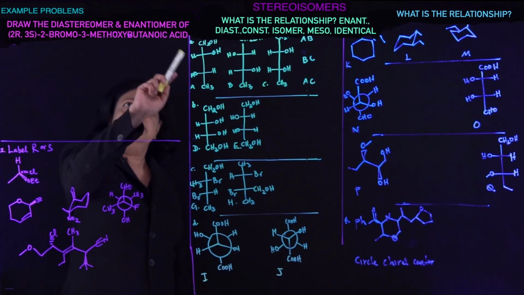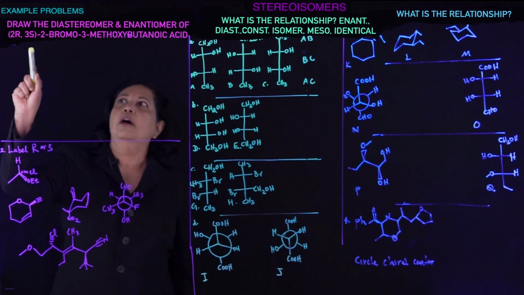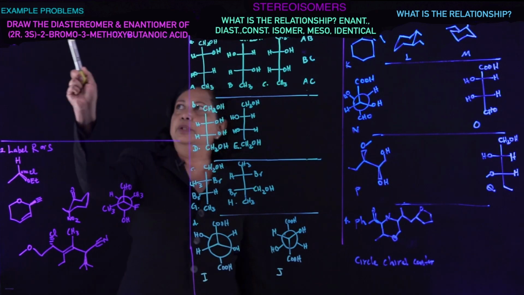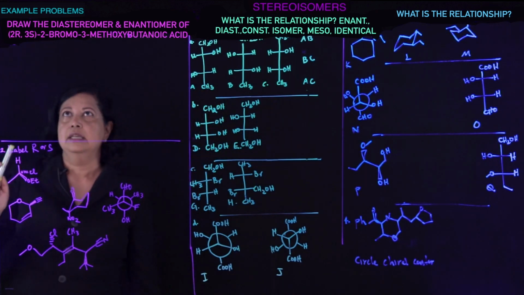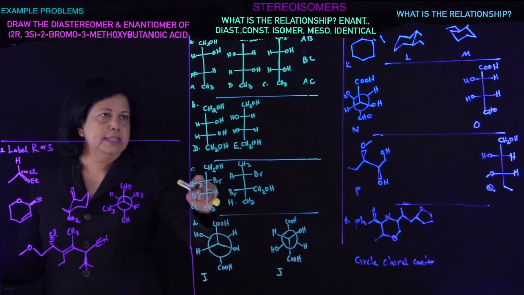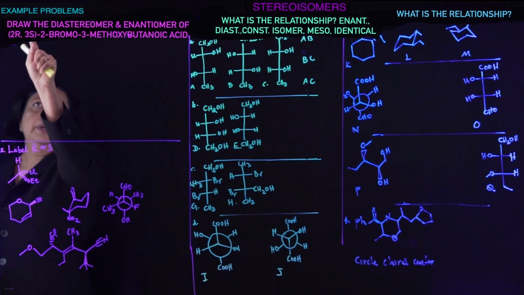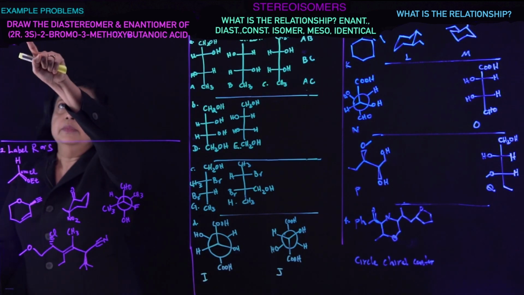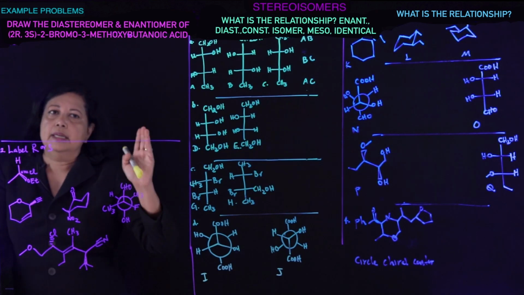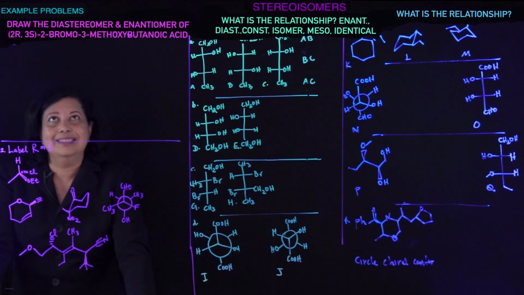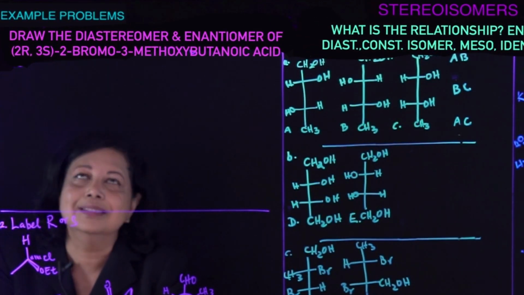Draw the diastereomers and enantiomers. There's only one enantiomer for this molecule, 2R, 3S, 2-bromo-3-methoxybutanoic acid. Whenever you have chiral centers within a molecule, you put the chirality, the number and configuration, in front of the molecule, with the letter separated from the number by a comma. Same rules. Then you write the name just as you would for an achiral compound.